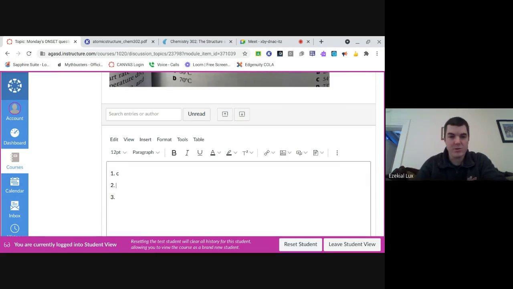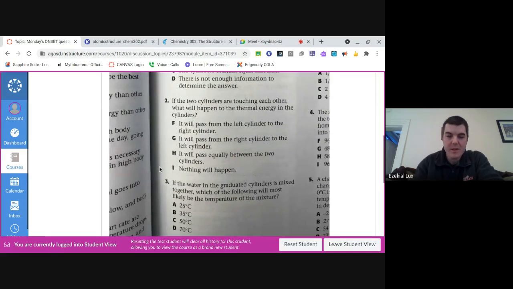And like I said, that was almost a trick question. Number two, if the two cylinders are touching each other, what will happen to the thermal energy in the cylinders? We learned with heat and temperature transfer that it's kind of like a downhill slope where the thermal energy is going to flow from the warmer object to the cooler object.